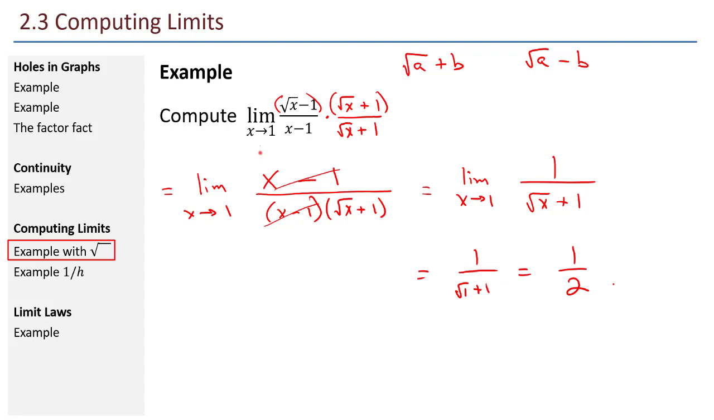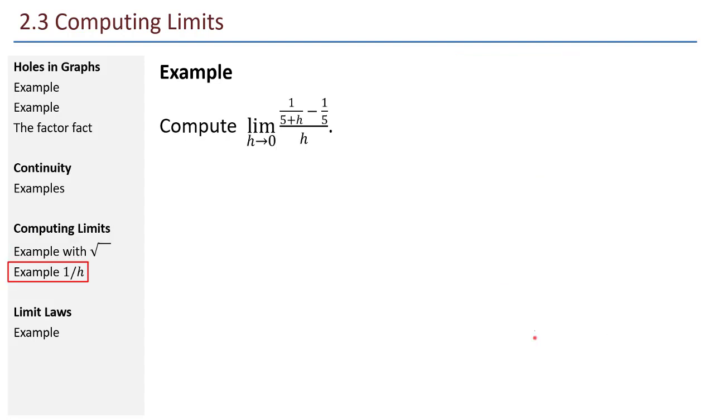Here's another problem that's a little bit tricky. Compute the limit as h goes to 0 of 1 over 5 plus h minus 1/5, all over h. Alright, the first step is try to plug in. Can I plug in and get a number out? And the answer is no, because if I plug in 0, I get 0 in the denominator, and it's undefined. Okay, so now I see, can I use the factor fact?